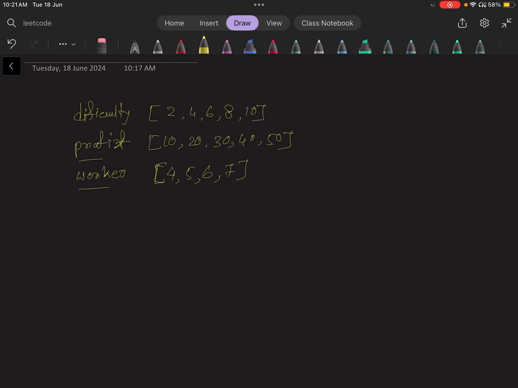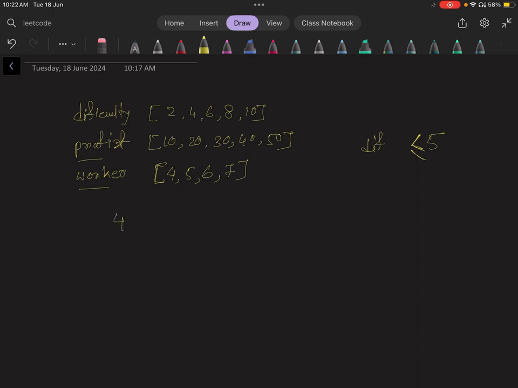So if a worker's ith element is 5, then he can do a job with at most difficulty 5. The difficulty should be less than or equal to 5, so he can do any job which has a difficulty up to 5. That is what the problem states. Now let's understand how we can solve this problem.